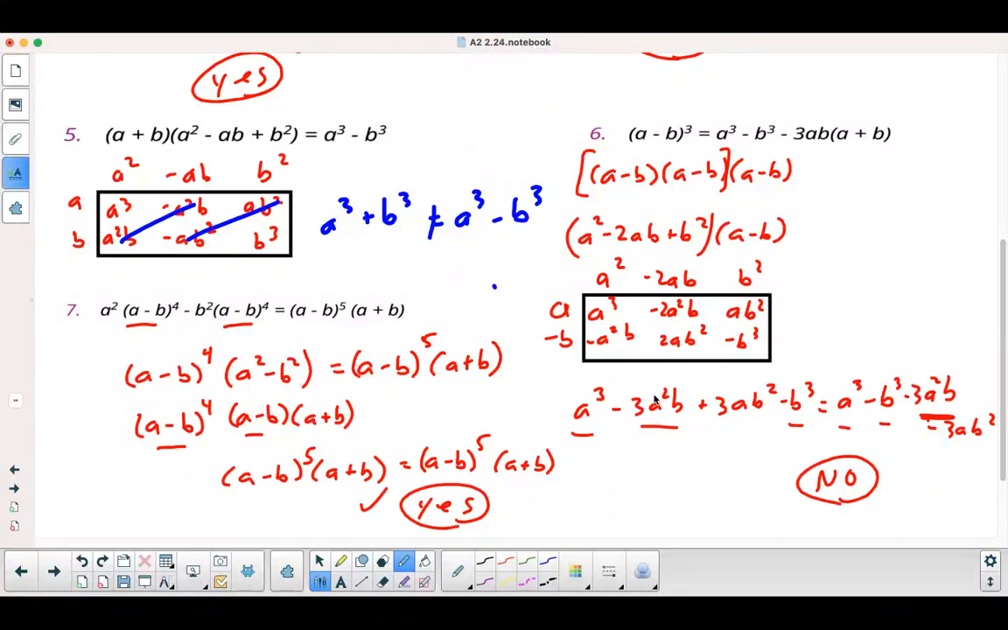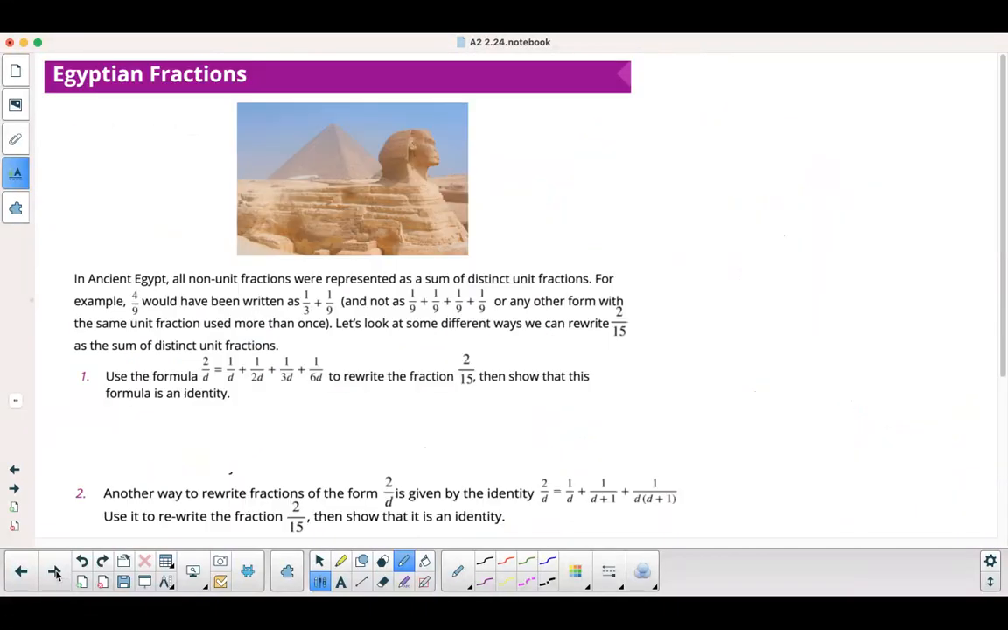Okay. So some of these got a little crazy. Oh, this one was a no. I said it, but I didn't write it. All right. So do a little algebra, a little multiplying.